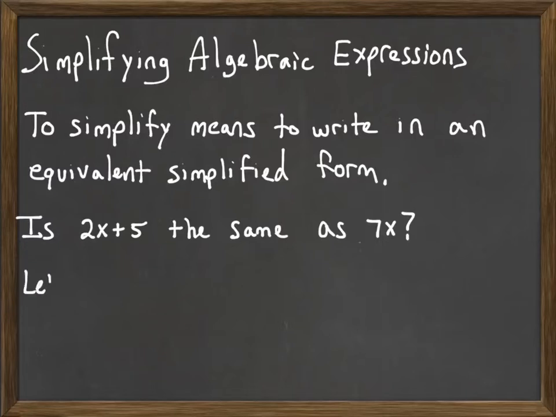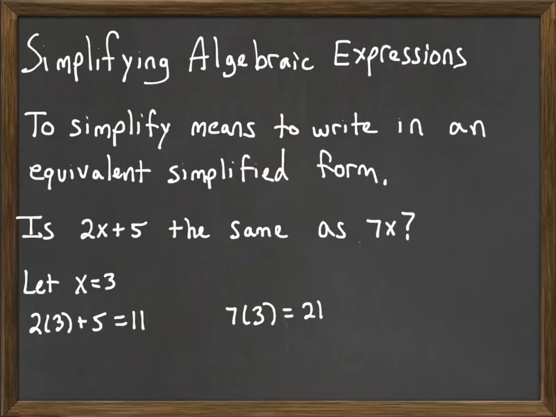let's consider a numerical value. What if we decide to make x be 3? If 2x plus 5 and 7x are the same, then when I plug x equals 3 in, I should get the same answer. In fact, if I plug any number in, I should get the same answer. So I plug 3 into 2x plus 5, so I evaluate it. I get 2 times 3 is 6, plus 5 is 11. On the other hand, when I plug in 3 for 7x, I get 7 times 3, which equals 21. So they're not the same.